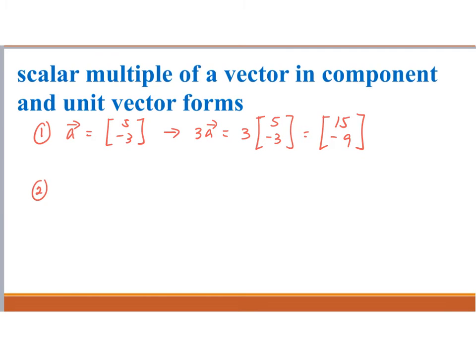Similarly, if the vector is in unit vector form, say B is 4i plus 2j, and we want to multiply it by the scalar, say, negative 2. So we want to get negative 2B. That will just be negative 2 times 4i plus 2j, which is negative 8i minus 4j.